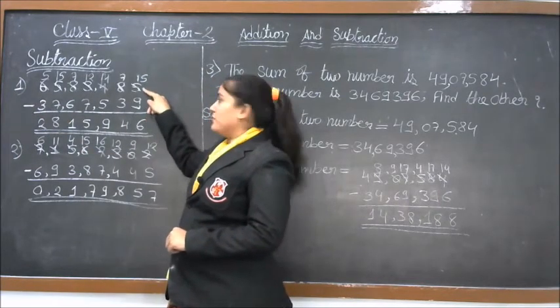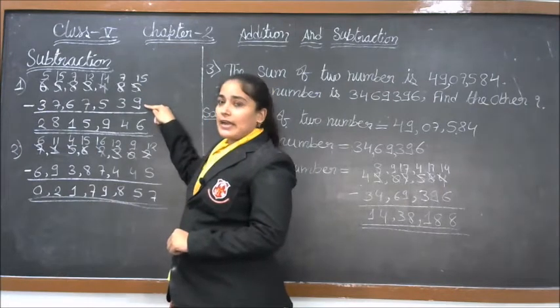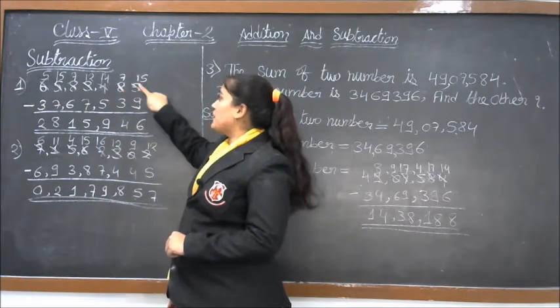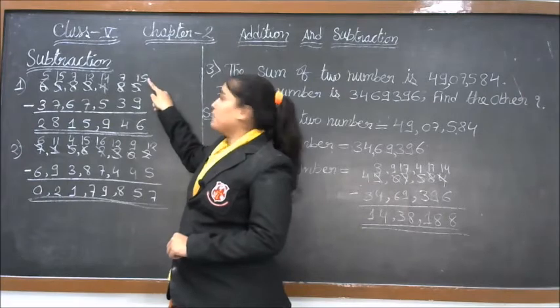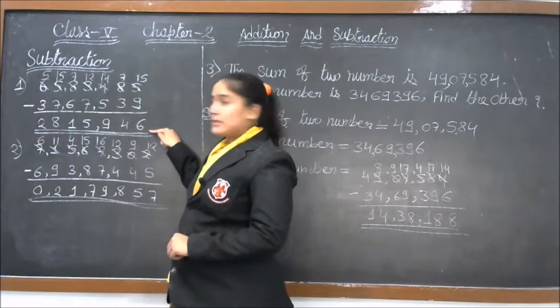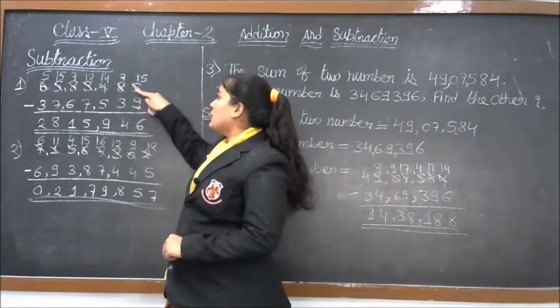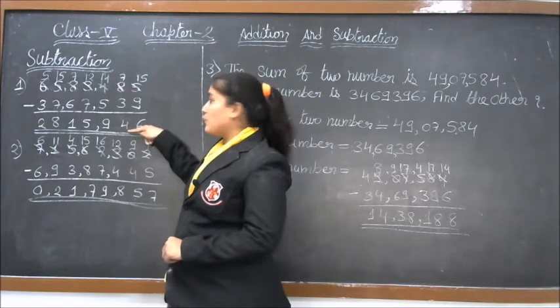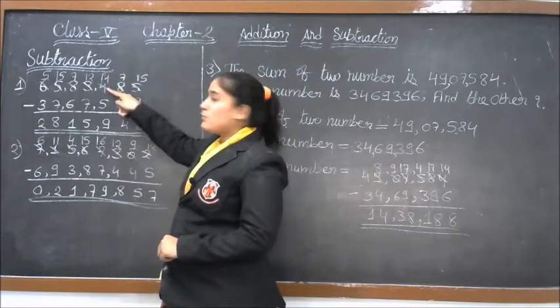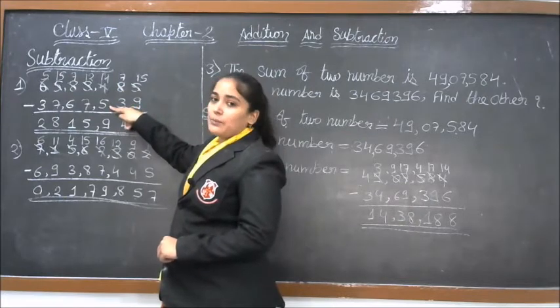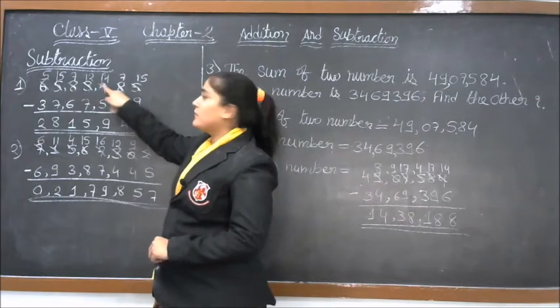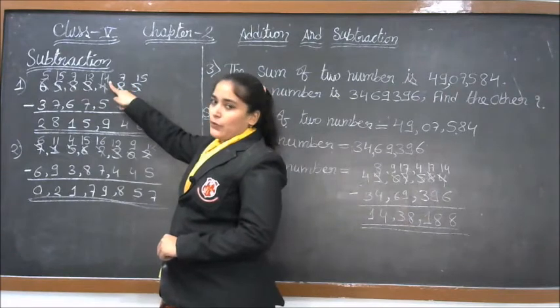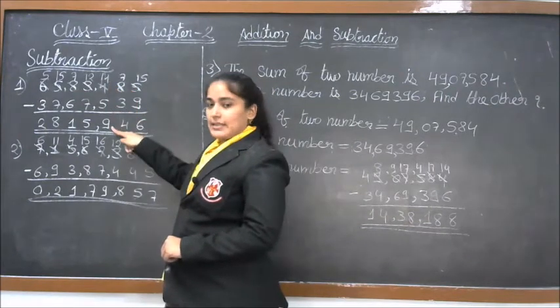Here is 5. 5 is smaller than 9. Then we take 1 from here. So, it is 15. 15 minus 9 is 6. Now, 1 here, then what is left here? 7. 7 minus 3 is 4. Now, 4 is smaller than 5. So, we cannot subtract it. Therefore, we take 1 from this. So, it is 14. 14 minus 5 is 9.